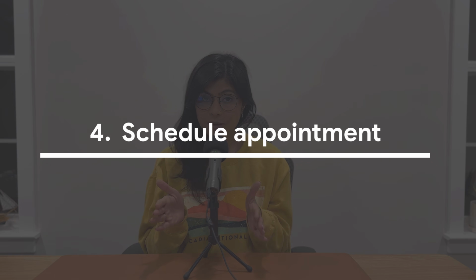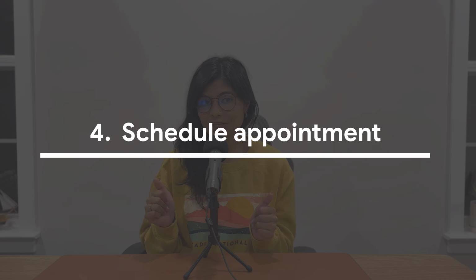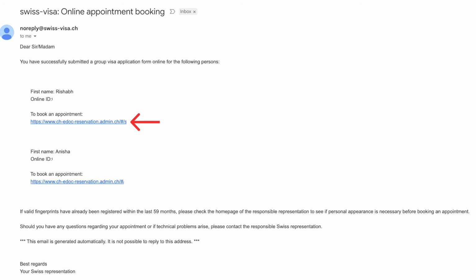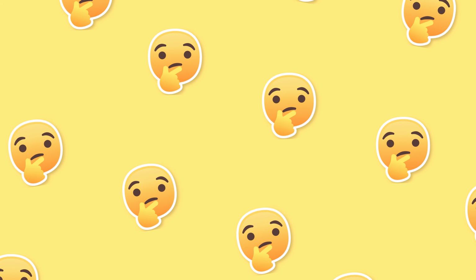Step number 4 is scheduling your appointment or preparing your mail-in application. After submitting your online application and paying the fee, you will get a chance to schedule your appointment. Each applicant in your group will receive a unique link to schedule your appointment. And this will need to be done individually. You cannot schedule one appointment as a group. The unfortunate part, however, is that you are left to your own devices to figure out whether you will need an appointment or you won't.